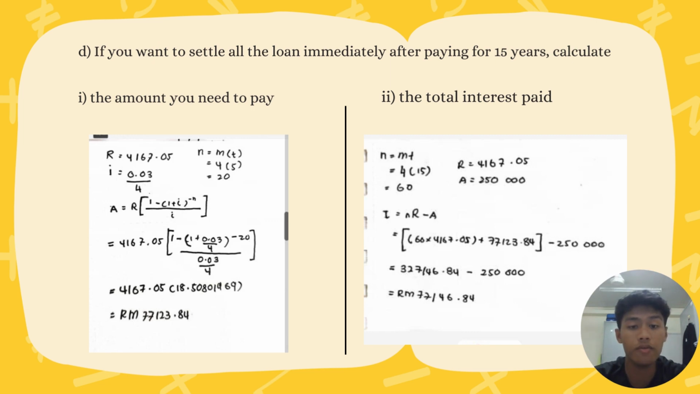Move to the next question, which is the total interest paid. So you need to list down the information, then list down the formula, and put the information into the formula. The formula that we will use is the interest charge formula, which is I equals nR minus A. Put the information into the formula, which is (60 multiplied by 4167.05) plus 77,123.84 minus 250,000. Solve the equation, then you will get RM 77,146.84. That's the answer for this question.